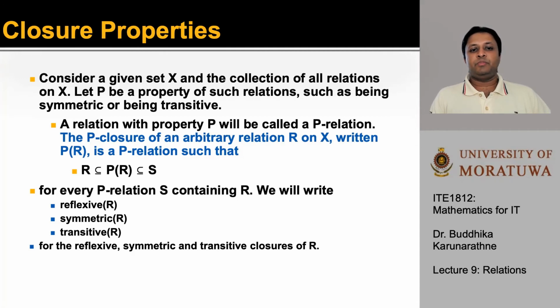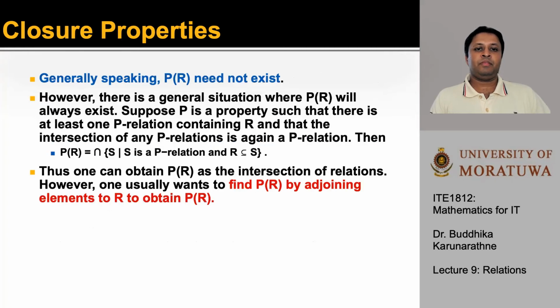So let's say a relation with property P will be called a P-relation. The P-closure of an arbitrary relation R on X, written as P(R), is a P-relation such that R is a subset of P(R), which is a subset of S, for every P-relation S containing R. So we will write reflexive(R), symmetric(R), transitive(R) for the corresponding property, for the reflexive, symmetric, and transitive closures of R. So generally speaking, P(R) need not always exist, but there are conditions.